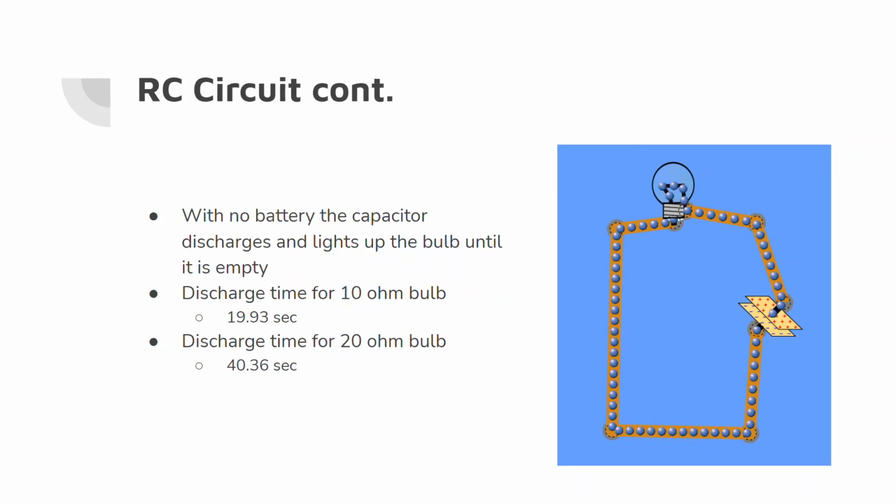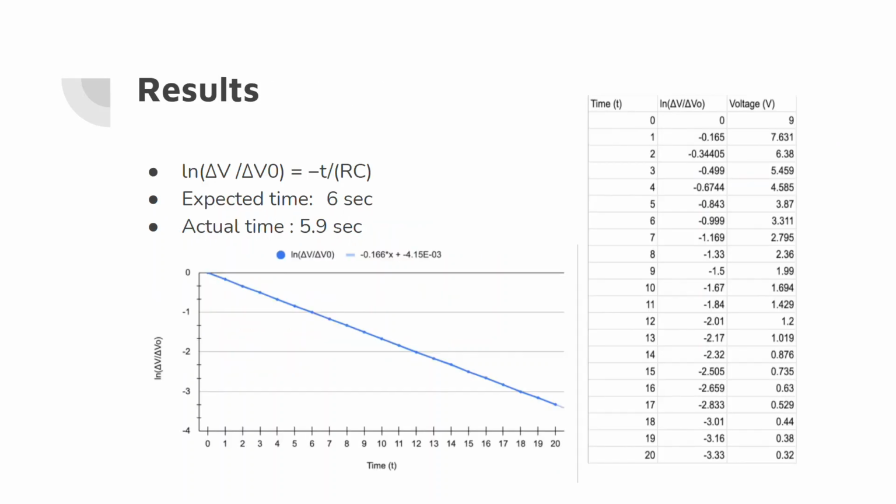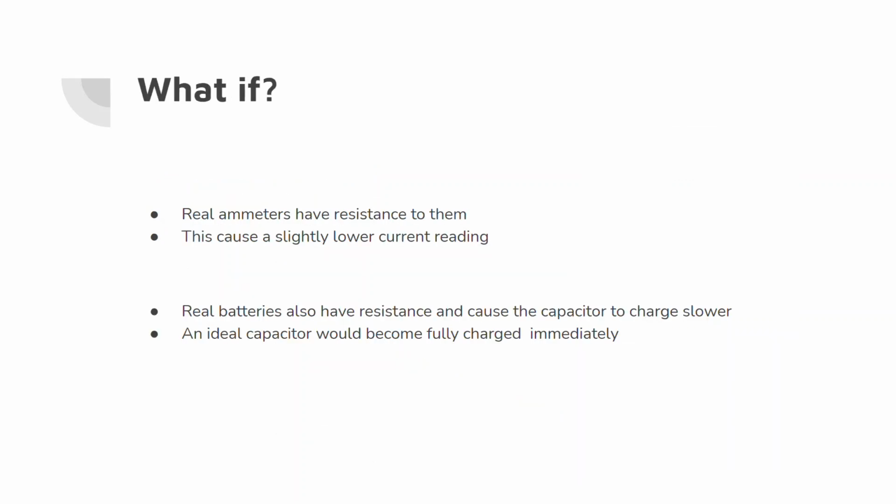When I take the battery away, the capacitor will discharge all of its stored energy, lighting up the bulb until it is fully empty. The discharge time for the 10 ohm bulb is 19.93 seconds. The discharge time for the 20 ohm bulb is 40.36 seconds. These are results from my calculated RC. They were very close to the expected results, which is understandable because there could be small errors in my math or in the simulation treating it as ideal versus a real situation.